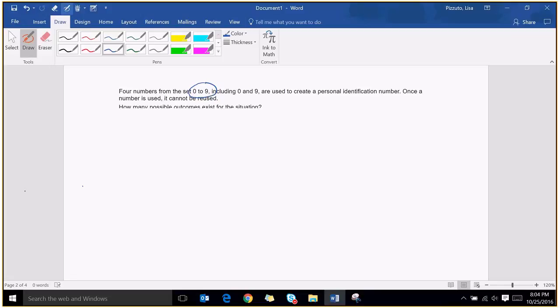All right. So it says four numbers from a set 0 to 9, including 0 and 9, are used to create a personal identification number.